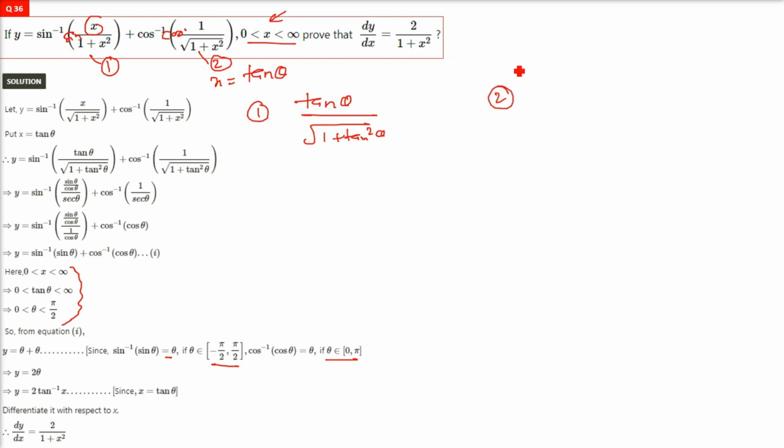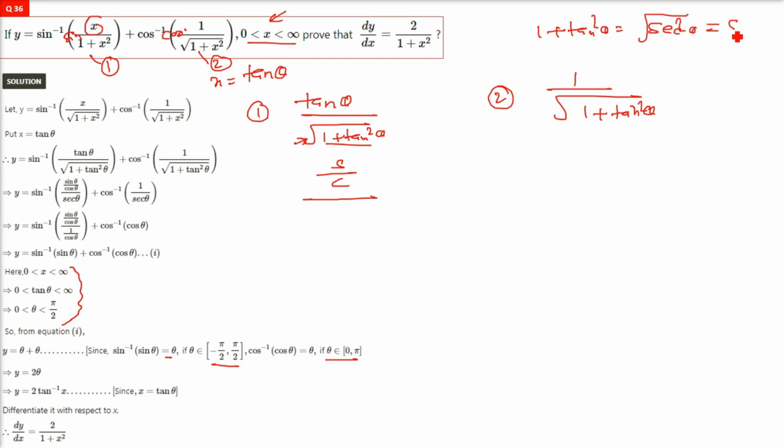The second one is inside cos inverse. We have 1 by under root 1 plus tan square theta. Tan theta is sin theta by cos theta. Under root 1 plus tan square theta, that is under root of sec square theta, which is going to be sec theta, and sec theta is 1 by cos theta. So just use 1 by cos theta, cos gets cancelled, and you get sin theta here. In the second, 1 plus tan square theta is sec square theta, under root of that is sec theta, so you get 1 by sec theta. So basically you will get cos theta.